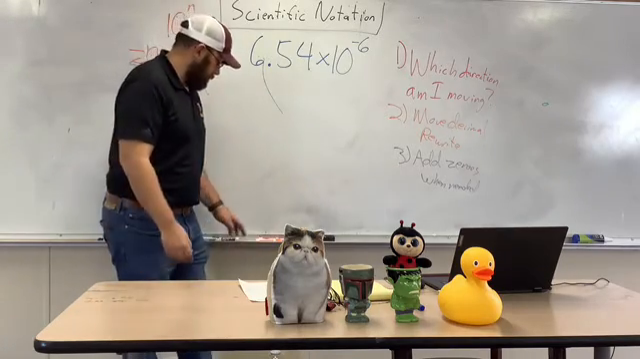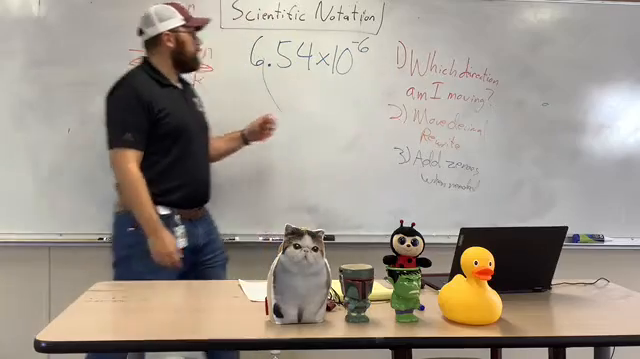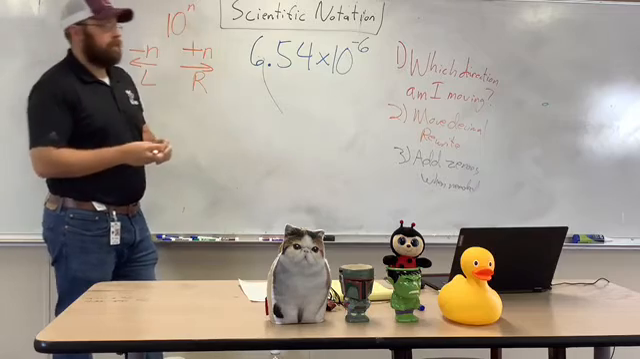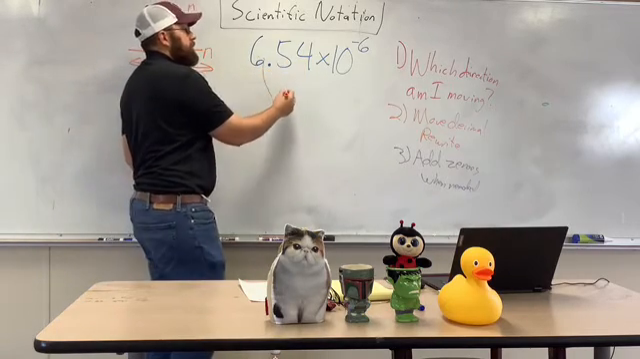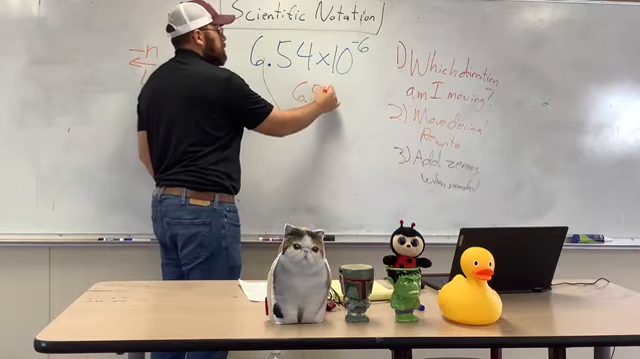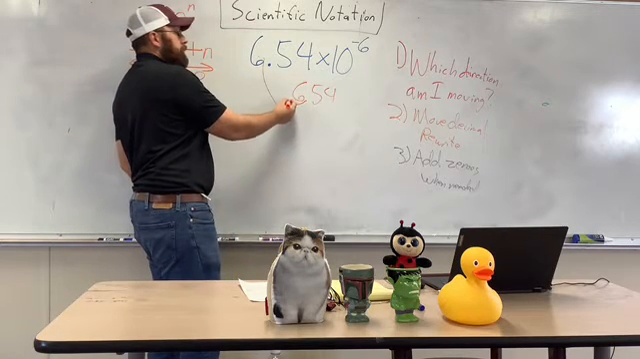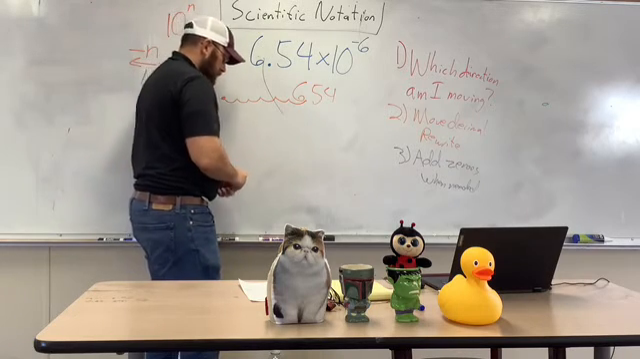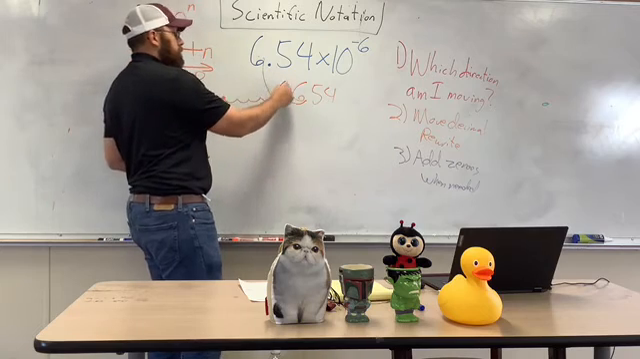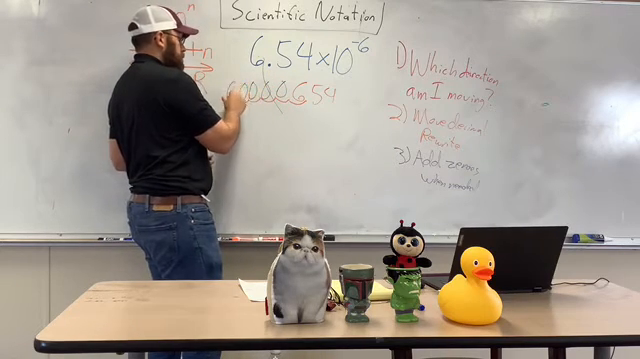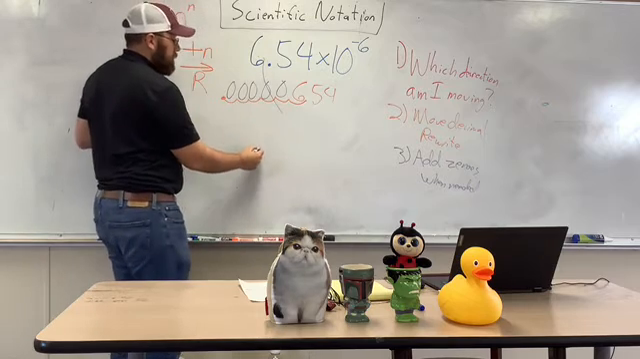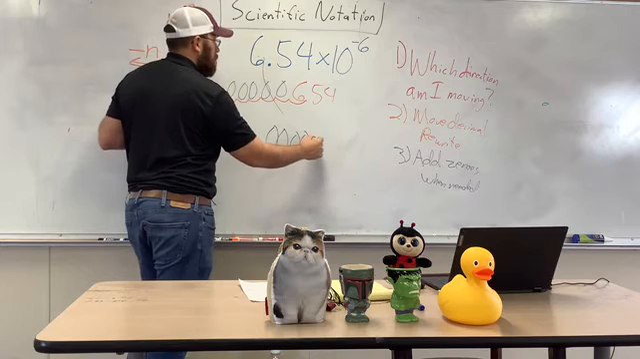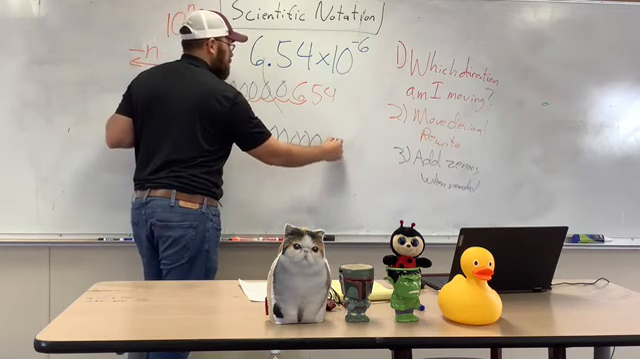All right, last example. So which direction am I moving? I have a negative exponent, so I'm going to move to the left. How many times? 6. I'm going to write it over here, just so I don't run into my thing over here. So 1, 2, 3, 4, 5, 6. Now instead of rewriting it, I'm going to write my zeros first. There we go. So now my answer is 0.000654.